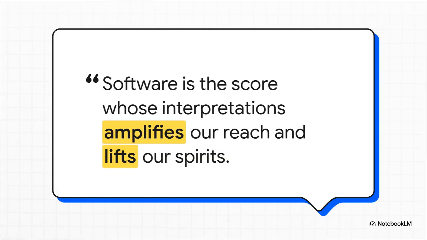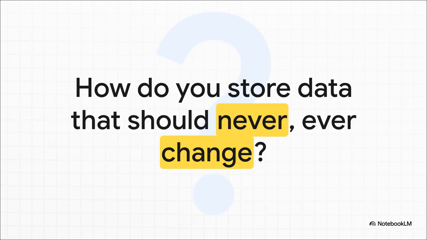I just love this quote from Alan Kay, and it's so true, right? In programming, our data is the score, and the data structures we choose, those are our instruments. How we organize that data is absolutely crucial for writing clean, efficient, and honestly just powerful code. Okay, so think about this for a sec. Lists are fantastic. They're flexible, you can add stuff, remove stuff, change things.